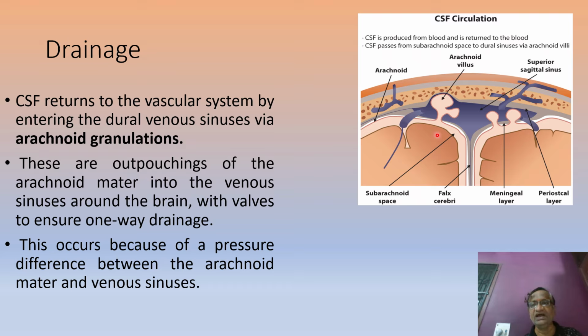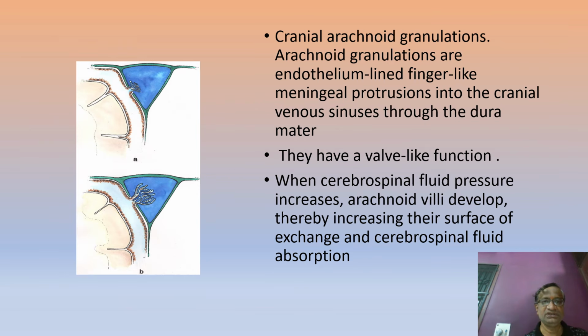Arachnoid matter is there, subarachnoid space is there. It is projecting into the sigmoid venous sinuses. This is what is called. From there, it drains into the veins. Now you can see this is the arachnoid villi and this is the sinus. And usually they have valves. They will not come back here.